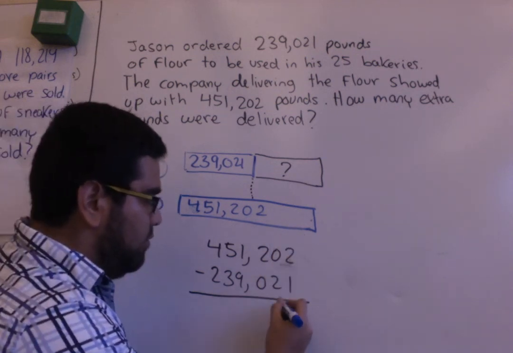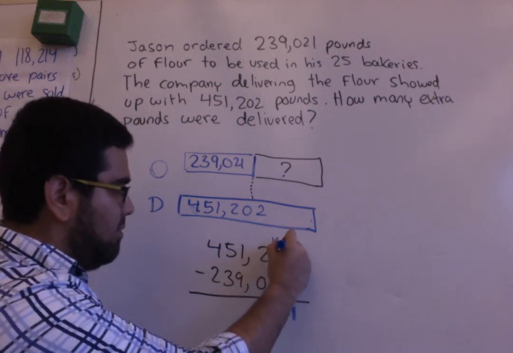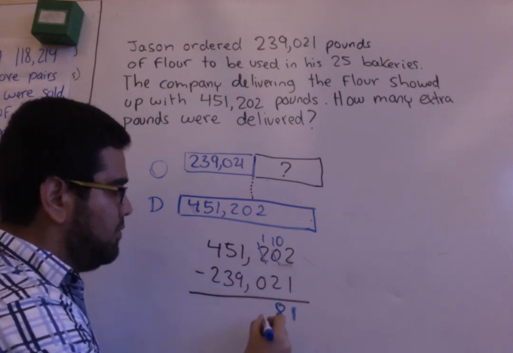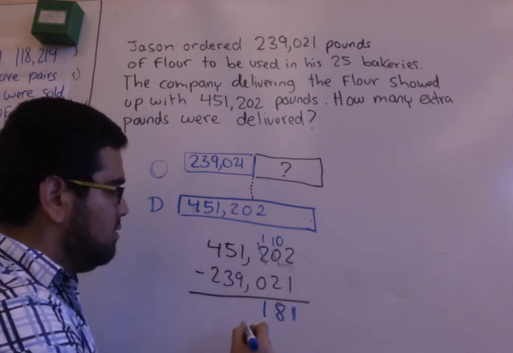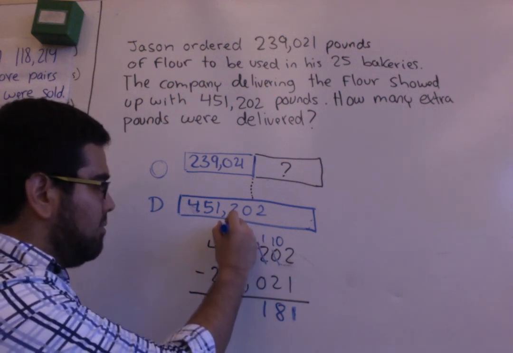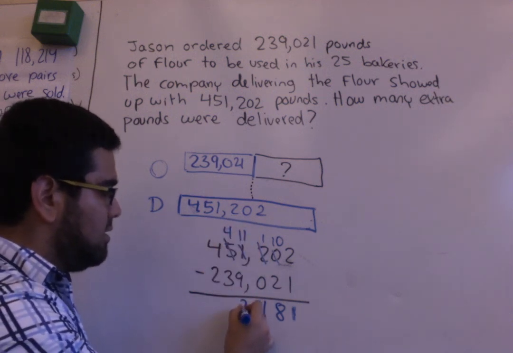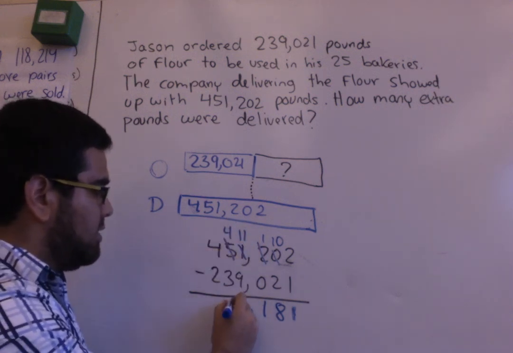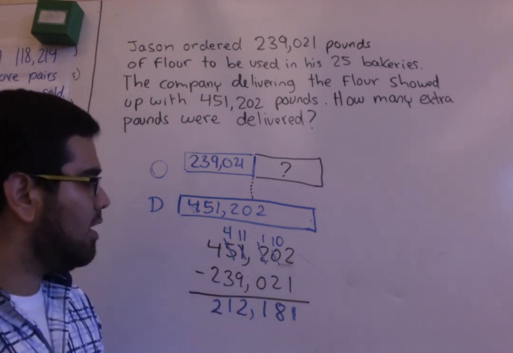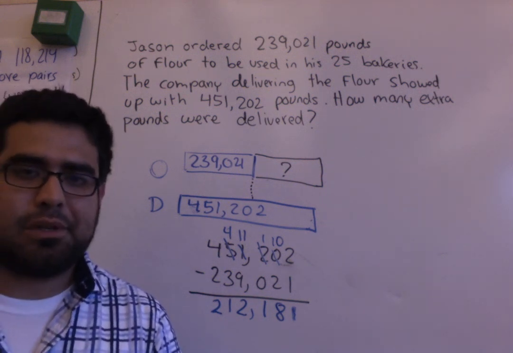2 minus 1, 2. 10 in this case, 0 becomes 10. 2 becomes 1. 10 minus 2 is 8. 1 minus 0 is 1. 1 becomes 11. 5 becomes 4. 11 minus 9 is 2. 4 minus 3 is 1. 4 minus 2 is 2. And that is our answer. Of course, we want students to write a full sentence answer.